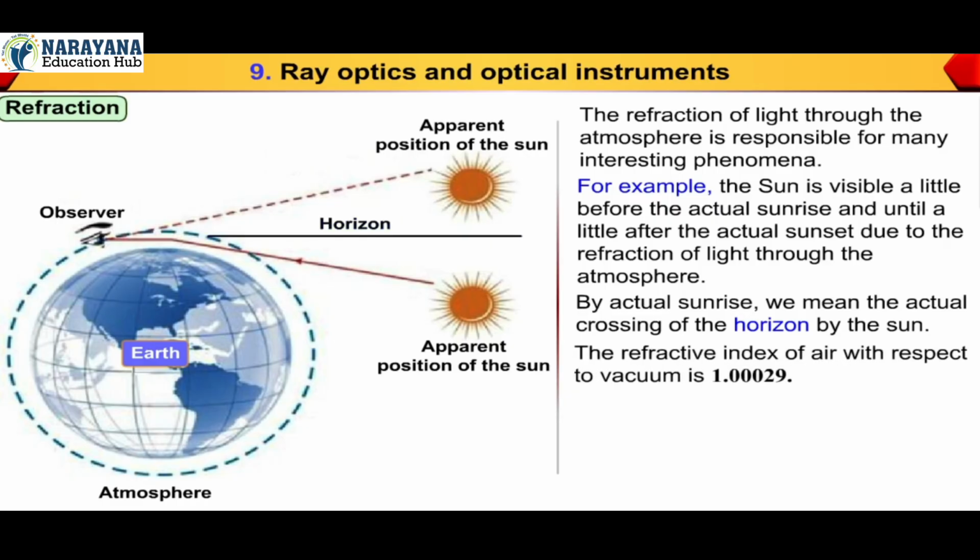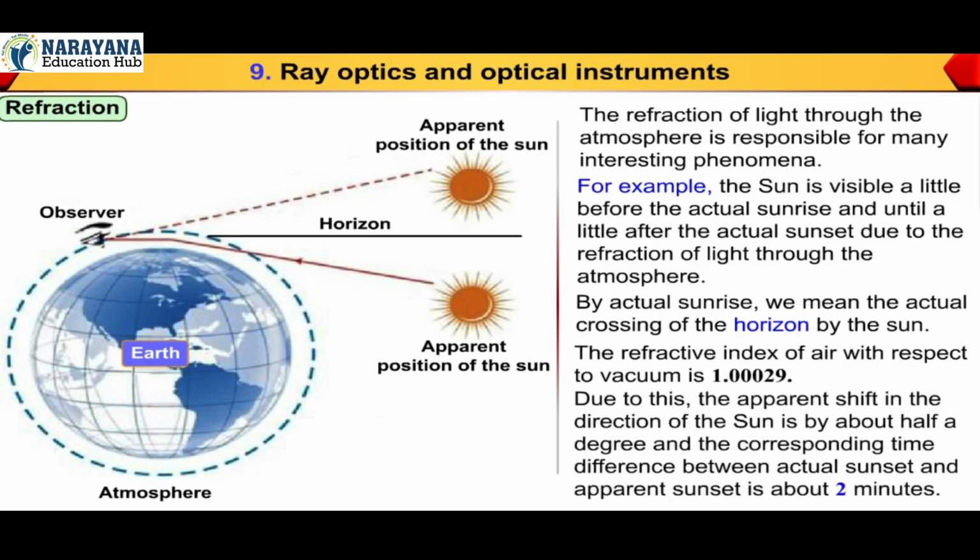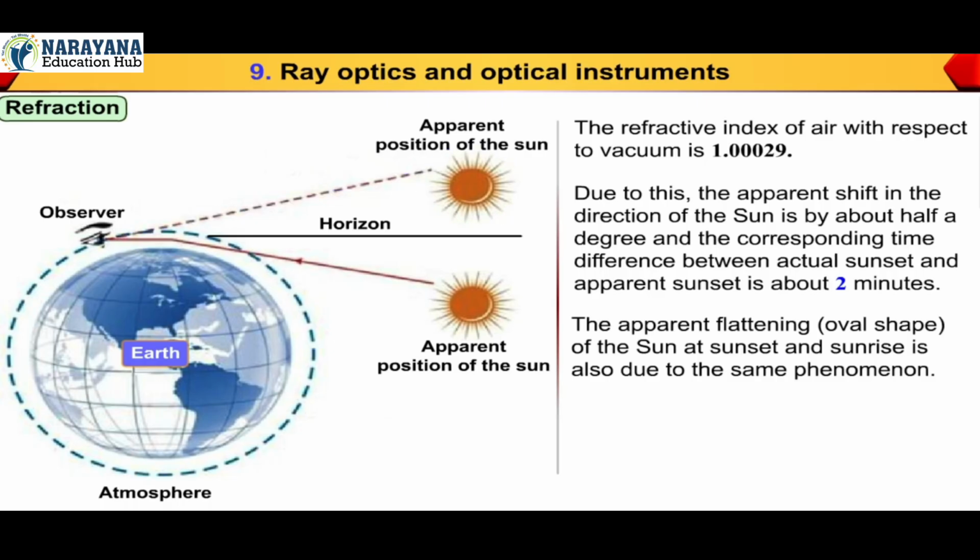The refractive index of air with respect to vacuum is 1.00029. Due to this, the apparent shift in the direction of the sun is by about half a degree, and the corresponding time difference between actual sunset and apparent sunset is about 2 minutes. The apparent flattening, that is oval shape, of the sun at sunset and sunrise is also due to the same phenomenon.